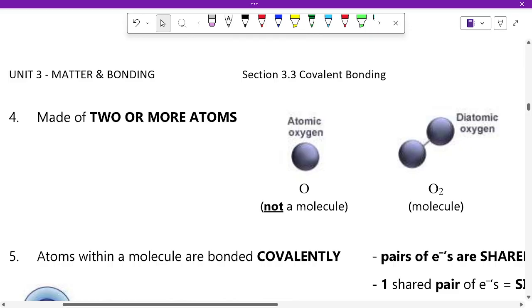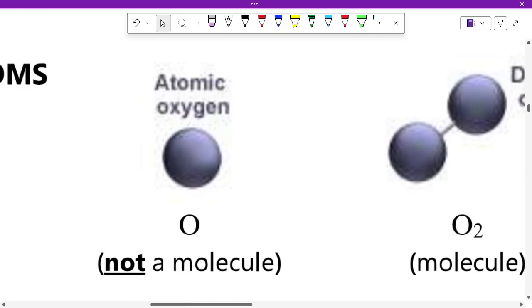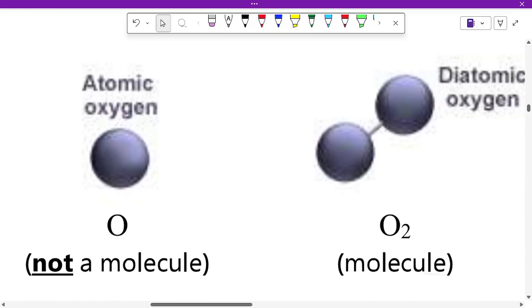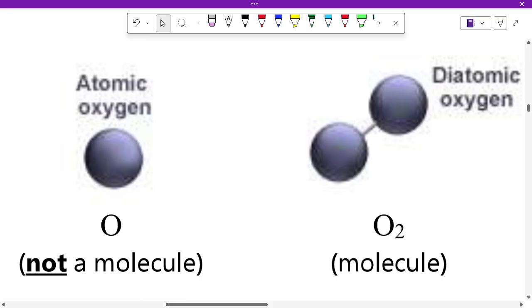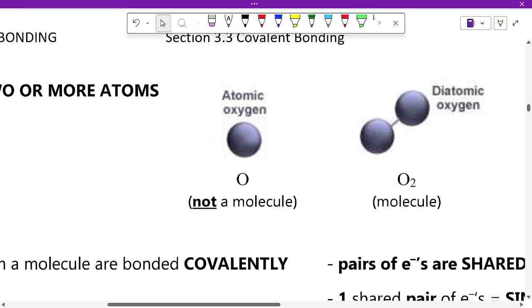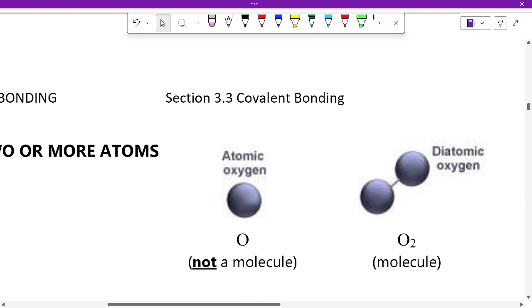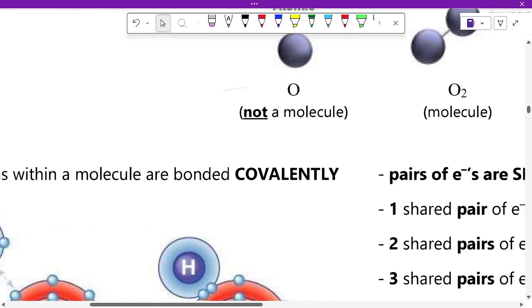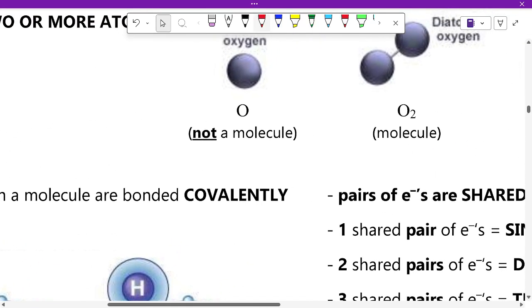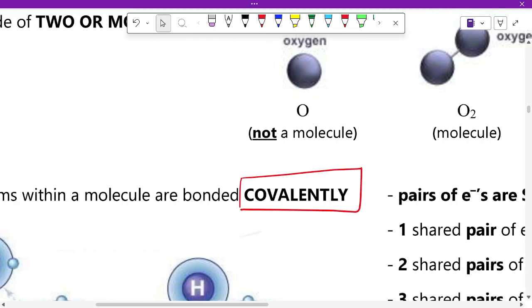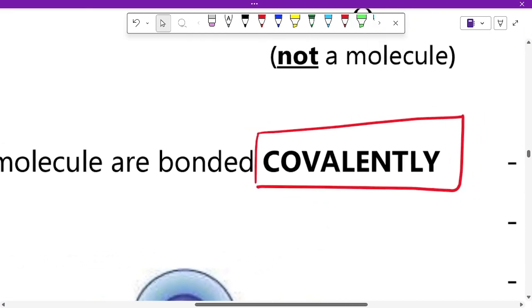Molecules are made of 2 or more atoms. I think we knew that. Atomic oxygen is not a molecule. It's a single atom. Diatomic oxygen is a molecule. What kind of bonds are there in molecules? Molecules are held together by covalent bonds. Tell your partner what it means for a bond to be covalent. Tell me.